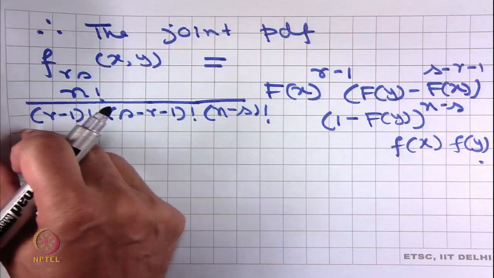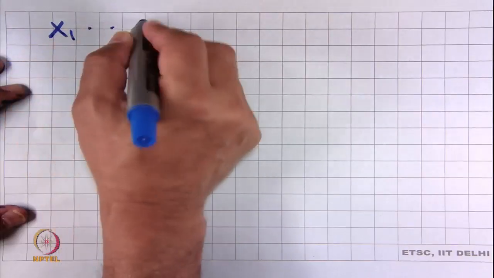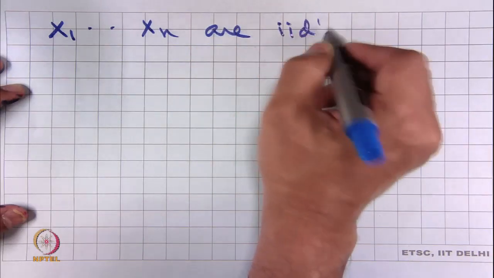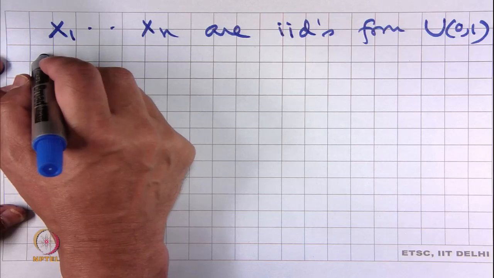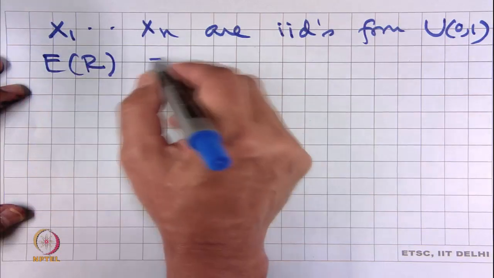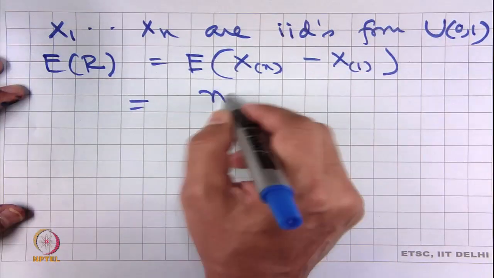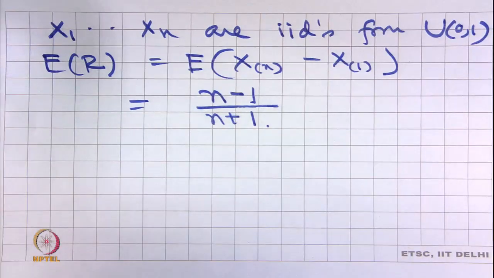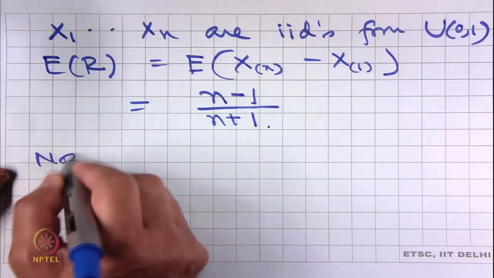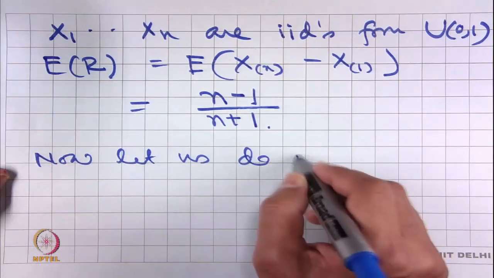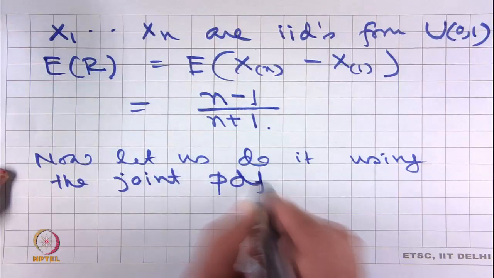Let me give you an example. We have already seen if x 1, x 2, x n are IIDs from uniform 0 1, we calculated the expected value of range, which is equal to expected value of x n minus x 1, and we have found that it is equal to n minus 1 upon n plus 1. We have not actually calculated through the PDF. Now, let us look at it using the joint PDF. Okay.